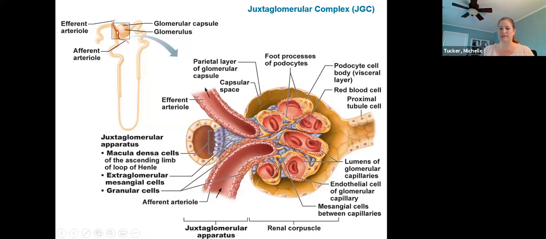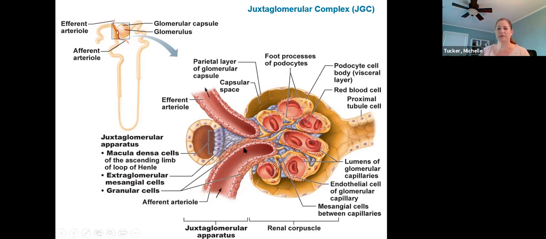But these cells do monitor the salt concentration, because if the rate of filtrate flow is too fast, then salt can't get taken up out of it fast enough. So if the salt concentration is too high at the macula densa, then it will say, hey, wait a second, we need to be reabsorbing that sodium, and it will communicate with these granular cells to vasoconstrict that afferent arteriole and slow the rate of filtration down so that more sodium can be reabsorbed.